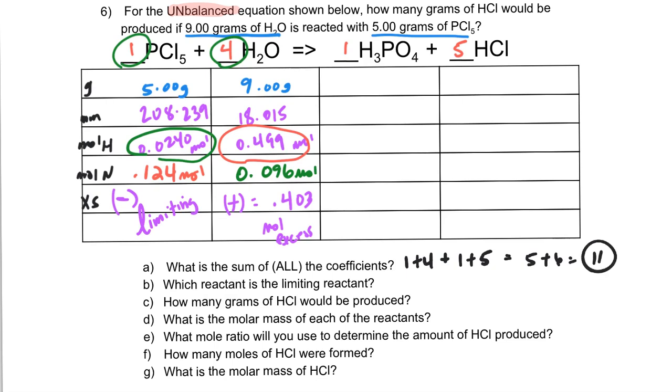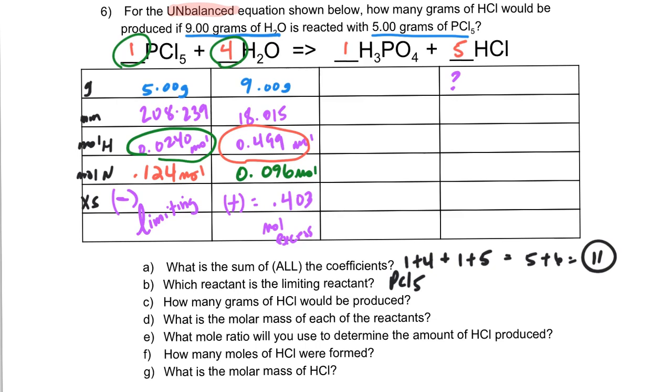Now, part B is asking us which reactant is limiting. We already calculated that, and so we know here that the limiting reactant is going to be PCl5. And how many grams of HCl would be produced? That's the actual question you need to figure out now. Here we're just going to label this with a question mark to tell us where we need to go.